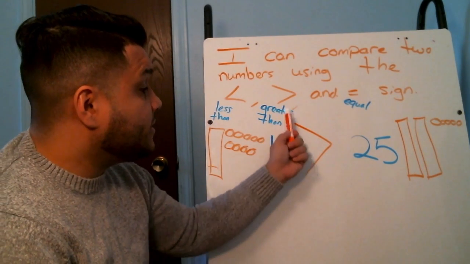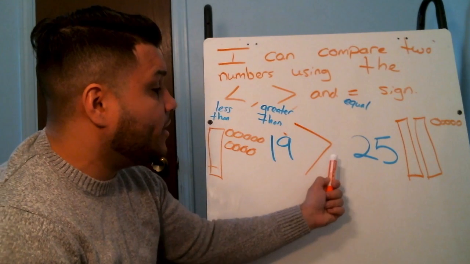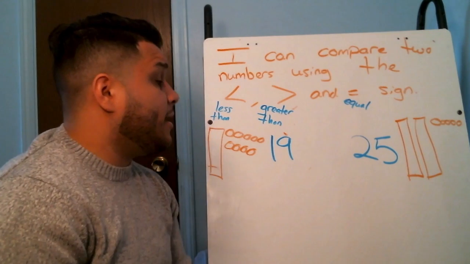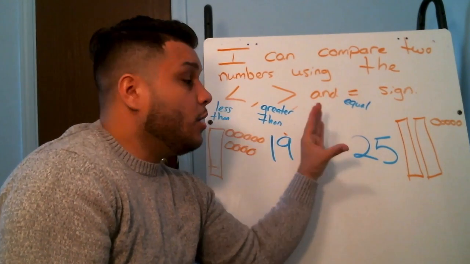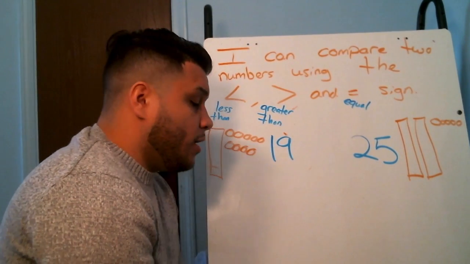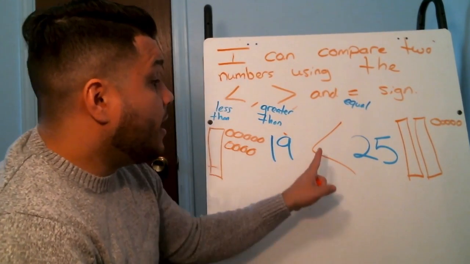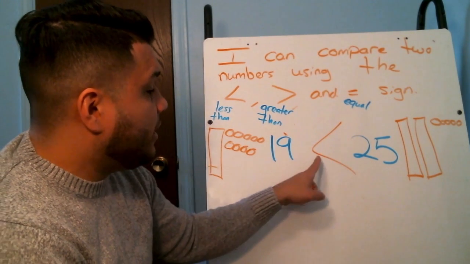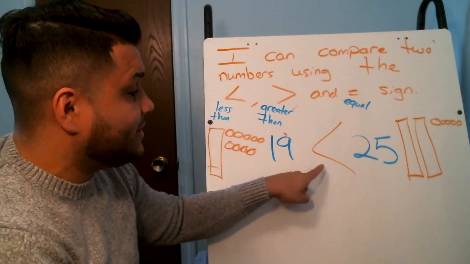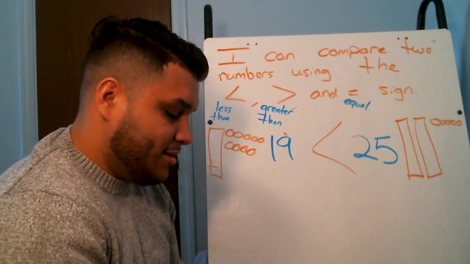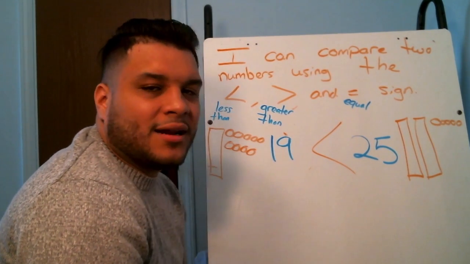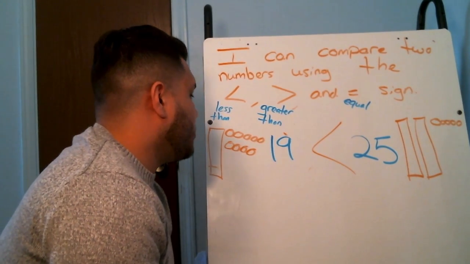So my greater than sign wouldn't work here because 19 is not greater than 25. The alligator is not eating the bigger number. So that means, am I going to put it this way or this way? Yes, if you showed me this hand, you are correct. The alligator is eating the greater number and pointing to the smaller one. And this is read, 19 is less than 25. Awesome. Let's go over one more example, and then we'll do kind of like a rapid fire, what I like to call.